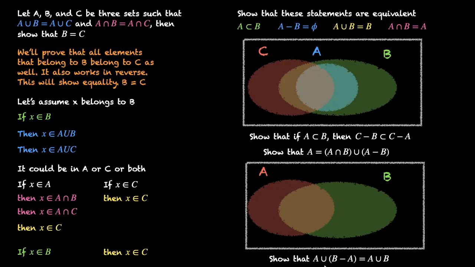Show that A union B minus A is equal to A union B. So if we take A and then we join it with B minus A, which is this part, B minus whatever's in A. So this orange circle plus this remaining green part, if you combine both of them, we get A union B. And that's exactly what this image is showing. Hence proved.